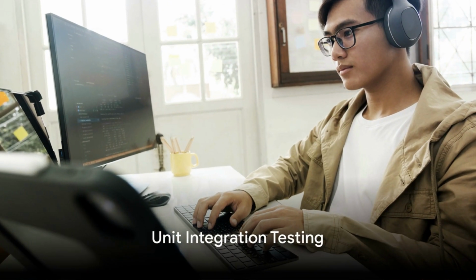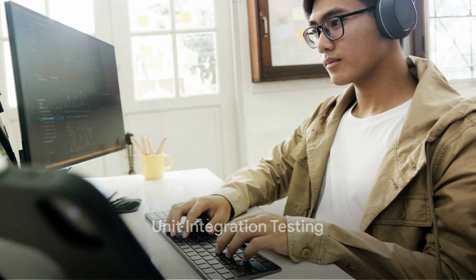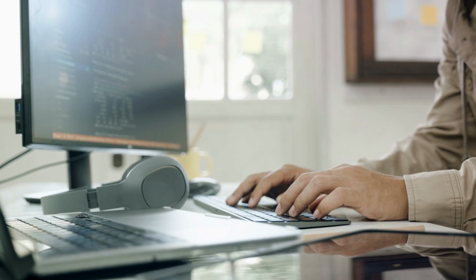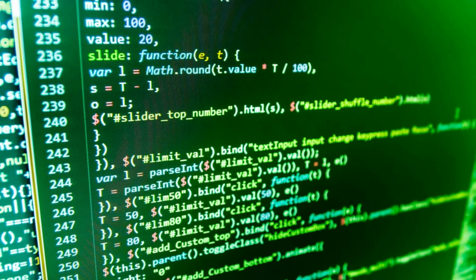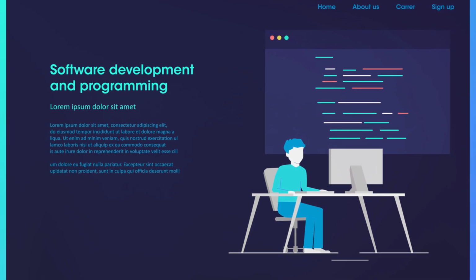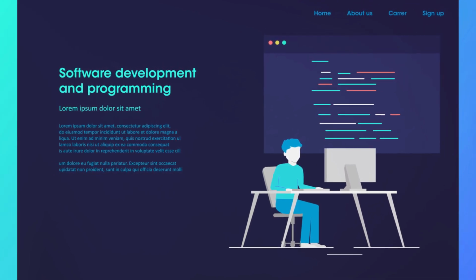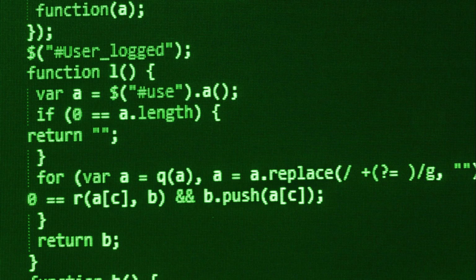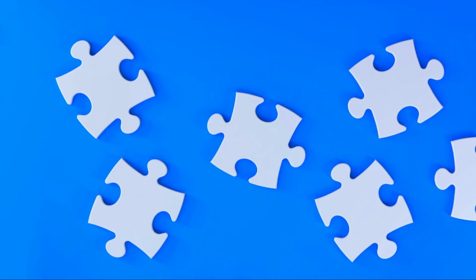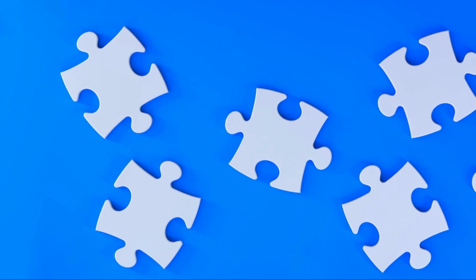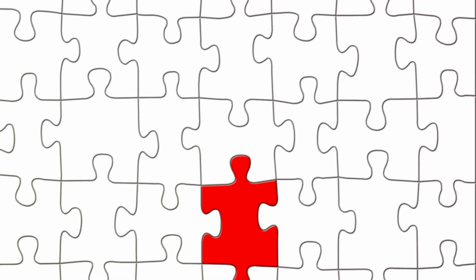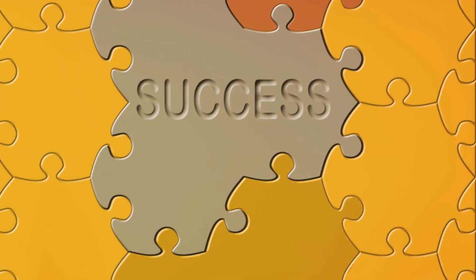Next up, we have unit integration testing, a step above unit testing. Unit integration testing is a key component of the software testing process. Picture this: you've got a bunch of individual units that have been tested and are functioning perfectly on their own. Now it's time to see how they work together. That's where unit integration testing comes in. This level of testing takes multiple units and combines them into a group, or an integrated system. The aim is to test the interactions between these units.